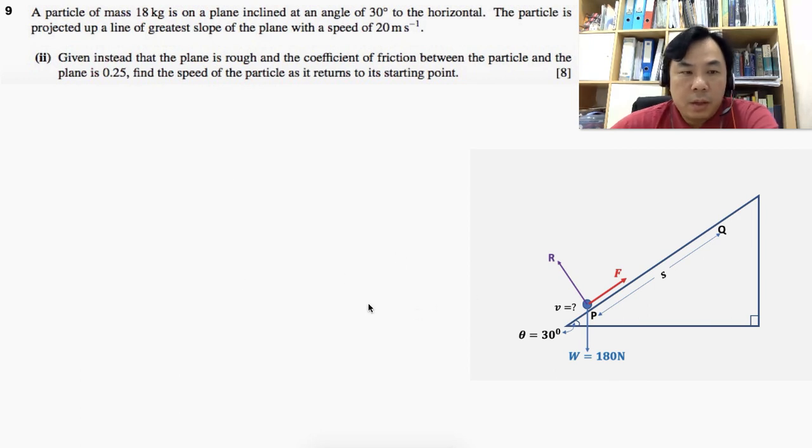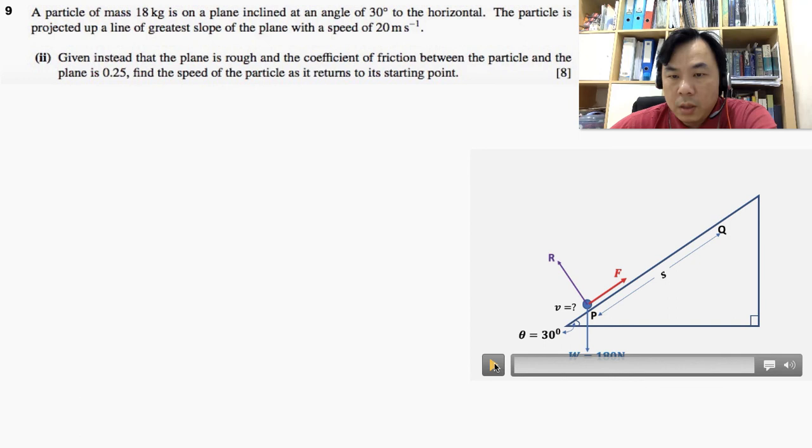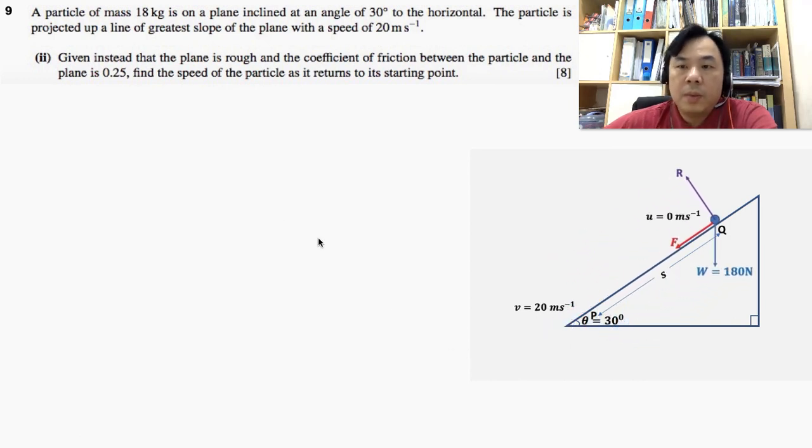Okay, now let me show you where this is. Let me show it up first. Okay, so up to here. Now I'm going to label this. Again, this is theta, 30 degrees here.